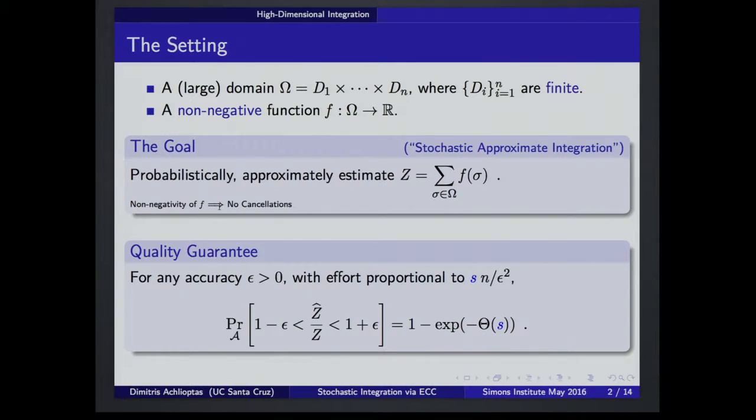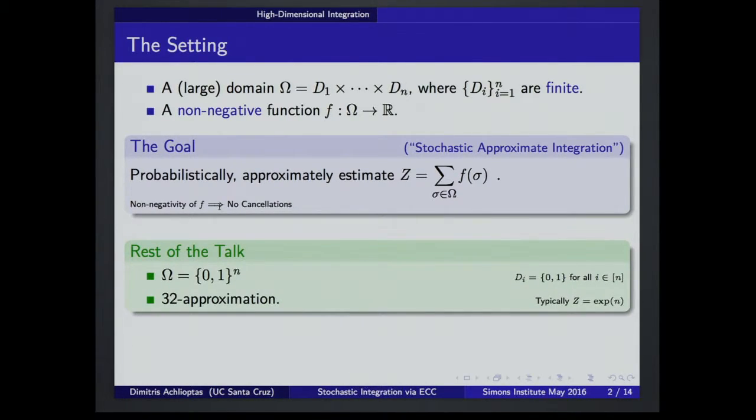For the rest of the talk, to simplify things, I will just assume that the domain is the binary cube. And I'm just going to talk about a 32 approximation of the partition function. In all the cases that are going to be of interest, the partition function is exponentially large in n. So a 32 approximation is like, log, an additive approximation. You just add a few bits. So just keep that in mind for the rest of the talk.